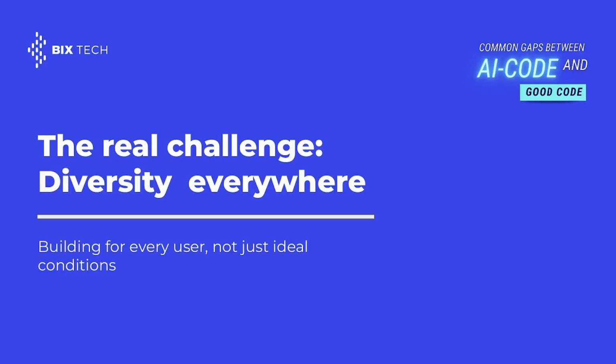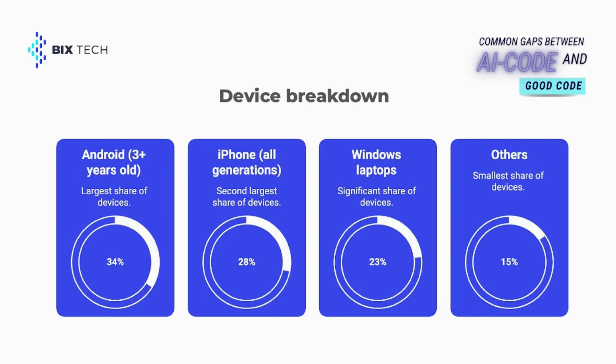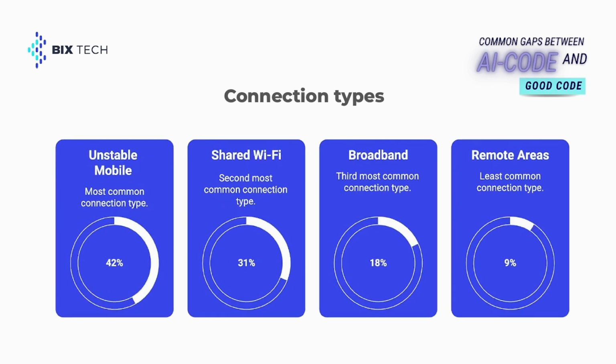Before talking about code, let me show you a reality we face daily as front-end developers. Looking at our users' profiles, we see that about 34% use Android phones that are over 3 years old, 28% use iPhones of various generations, 23% are on Windows laptops, and about 15% use other devices, like tablets, for example. Now, thinking about how they connect with us, 42% have unstable mobile internet, 31% use shared Wi-Fi, 18% of them have really good broadband, and another 9% are in remote locations.